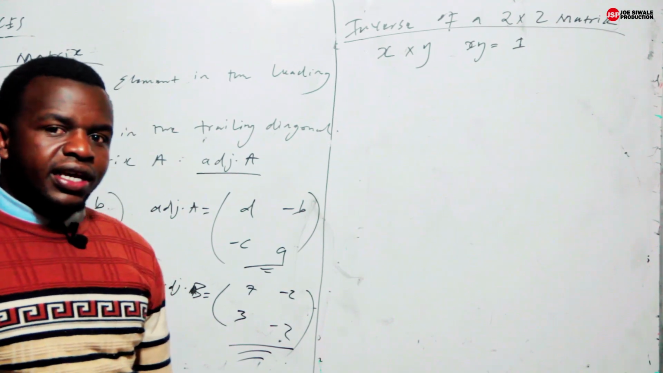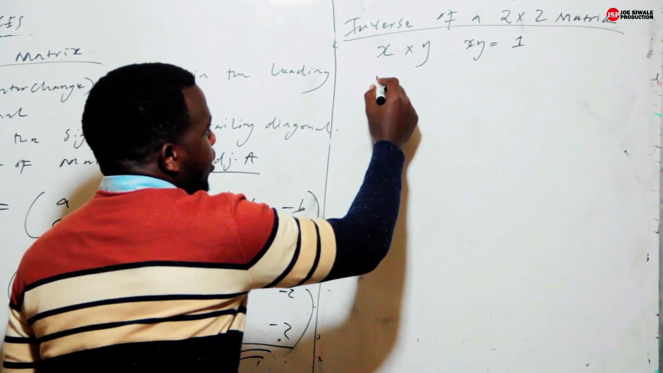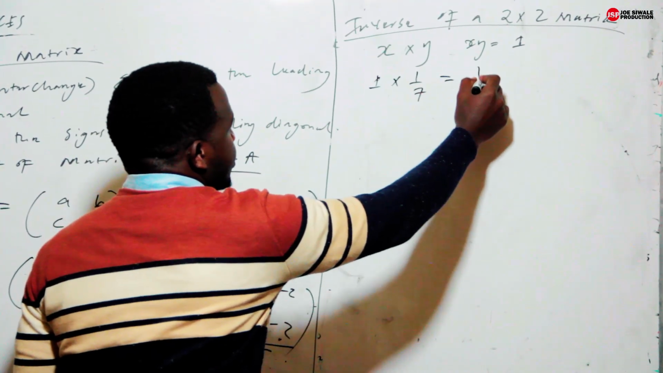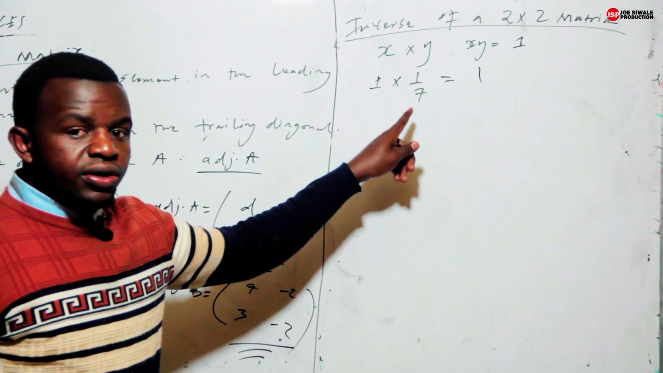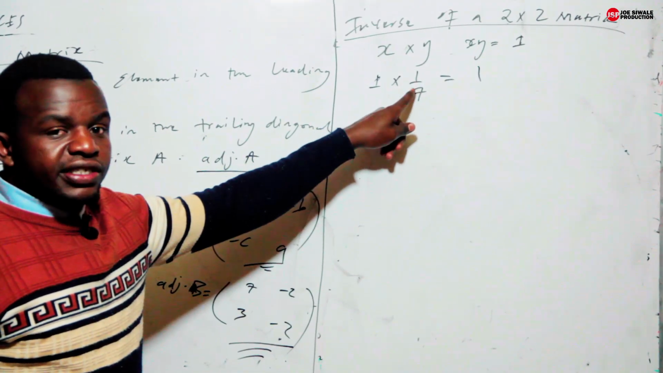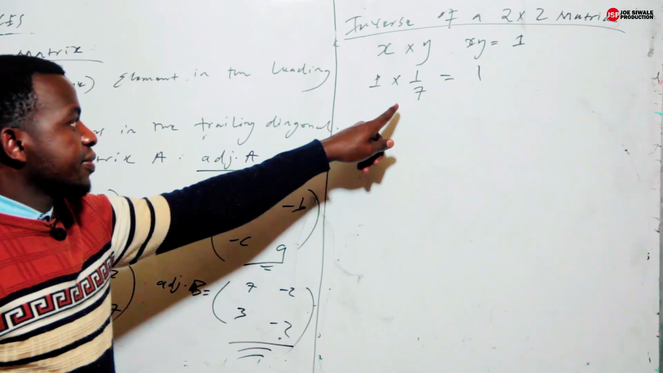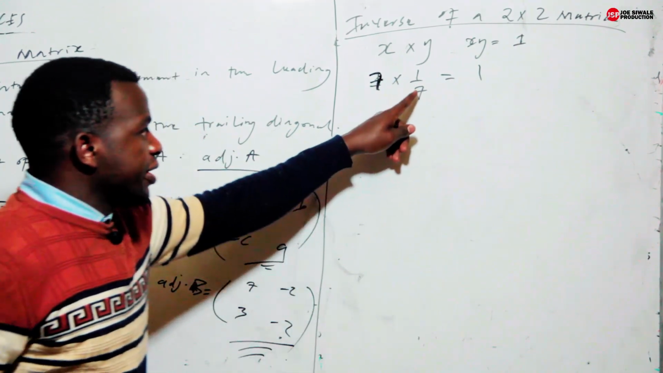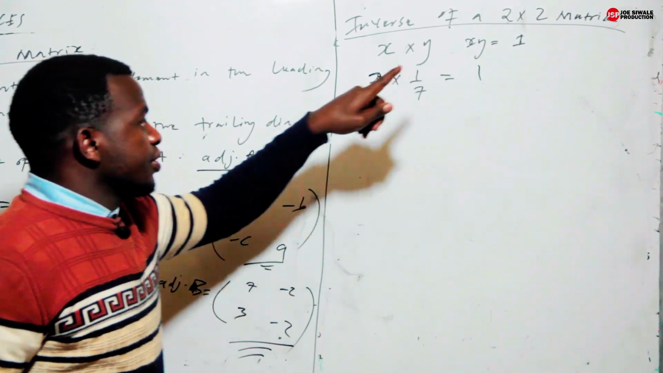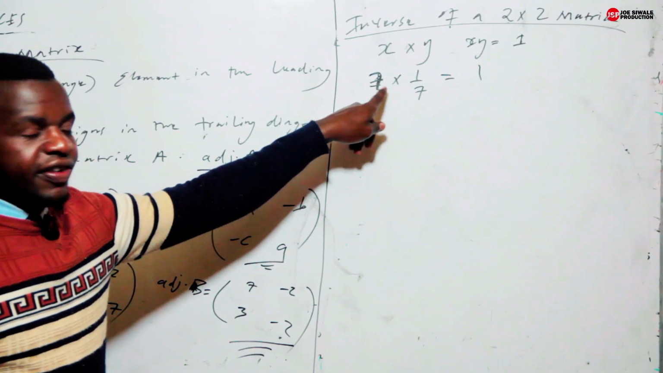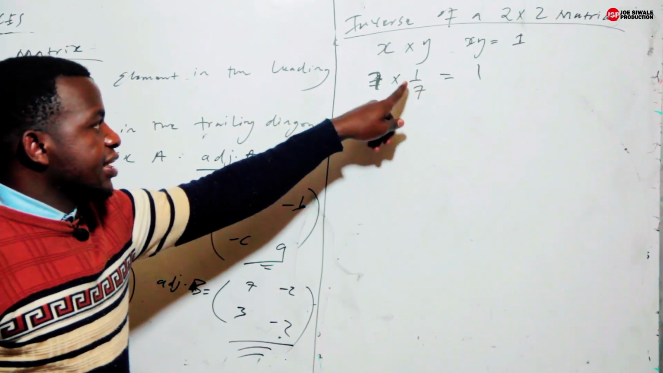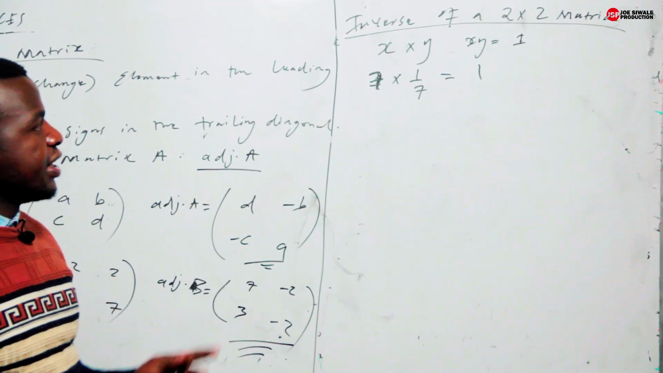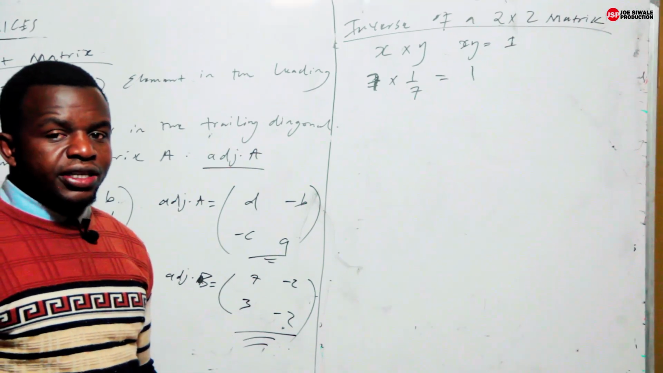The other example that I can give, if we have 1 multiplied by 1 over 7, we know our answer there is 1. So that means that 1 is the inverse of 1 over 7, and 1 over 7 is the, this is supposed to be 7. So 7 multiplied by 1 over 7 is equal to 1. So we can say 7 is the inverse of 1 over 7, and 1 over 7 is the inverse of 7. So this is what we mean when we say the inverse.